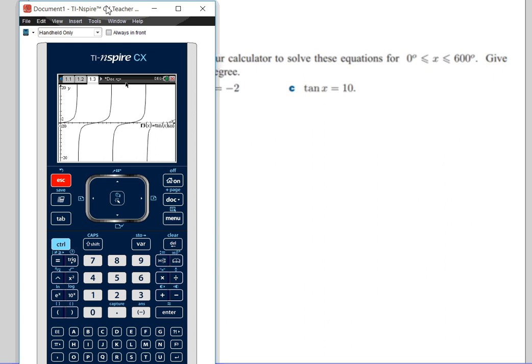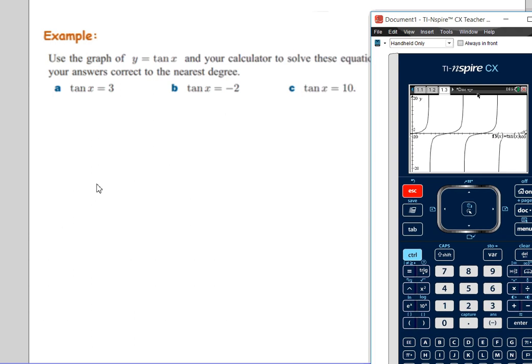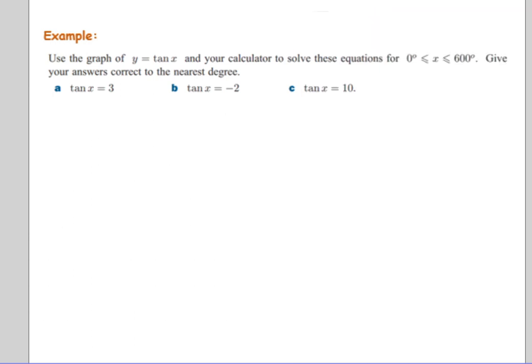So what we're doing is we're graphing this, and we're graphing this. The graph of y equals 3, remember, is just a horizontal line. So we're going to graph that, and we're going to graph this one on the same set of axes, and we're going to find the intersection point.